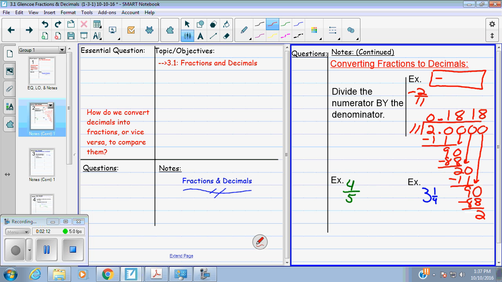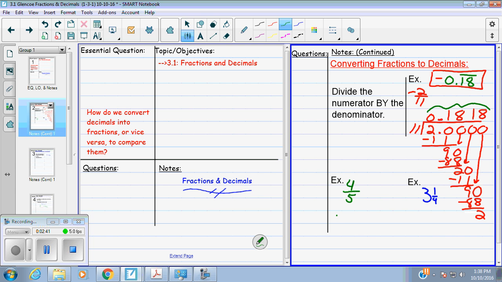So we have to recognize that when we write this answer, this is our work for the problem, but not all of this has to be shown in our answer. We are going to write the 0.18 and then use the repeating bar for the 1 and the 8, because the 1 and the 8 both repeat. So now copy down example 1 here. Great, now we're going to do that problem.